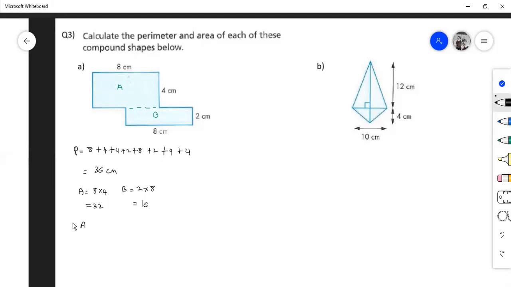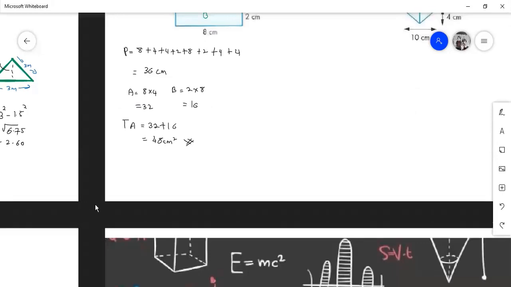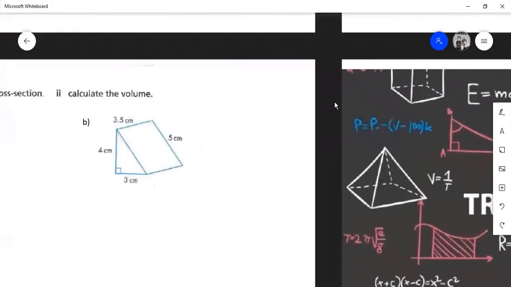So to find the total area, I write here TA, total area, will be 32 plus 16, which eventually gives me 48 cm square. Finish. All right, so that's how you do it. You can try question B for yourself. It's quite easy and the same. You try. If you cannot, of course, you can find us. We'll be very glad to explain to you guys.